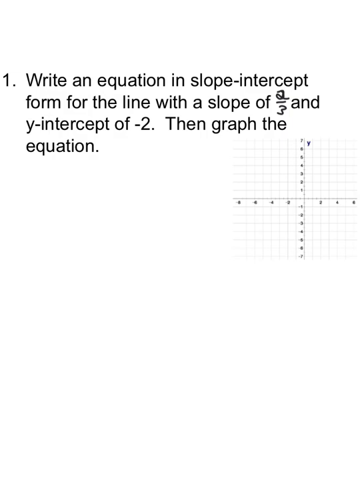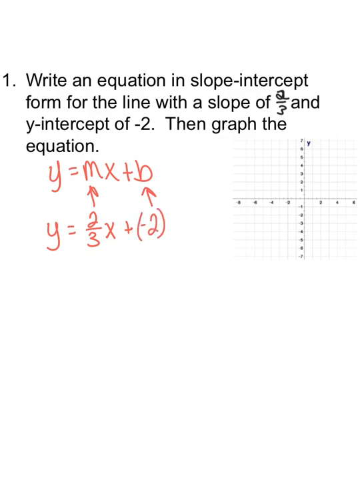So number 1 says write an equation in slope-intercept form for the line with a slope of 2/3 and a y-intercept of -2. Then graph the equation. So our slope-intercept form is y equals mx plus b. And again, our m stands for slope and our b is our y-intercept. So if we're writing this equation, that would be y equals, our slope is 2/3 x, and then plus our -2, but we know that we never leave two signs in a row like that, so I'm going to simplify that to y equals 2/3x minus 2.